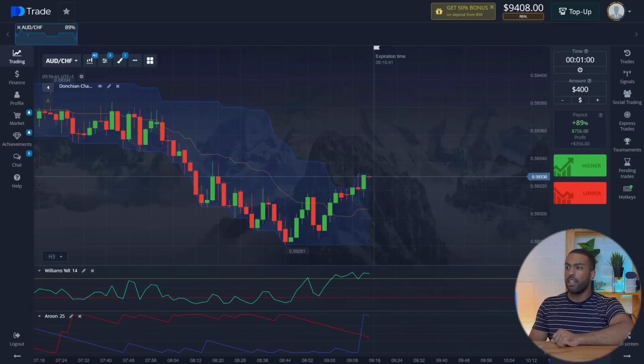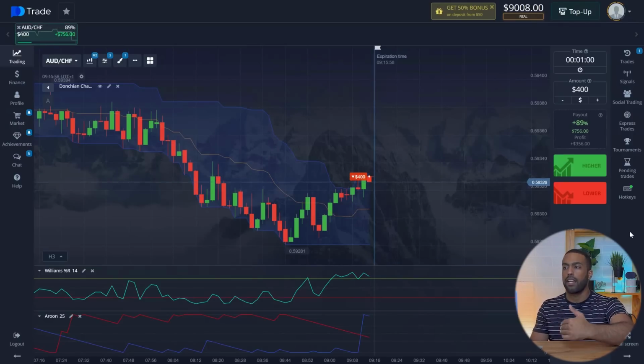Now back to trading. The Williams line is declining, so I'm going to open a down trade for $400 for 1 minute. And I opened this trade because while the price was moving up, the Williams line was going down. And this only shows one thing, that we're going to have a possible decline in price. So let's follow our trade.